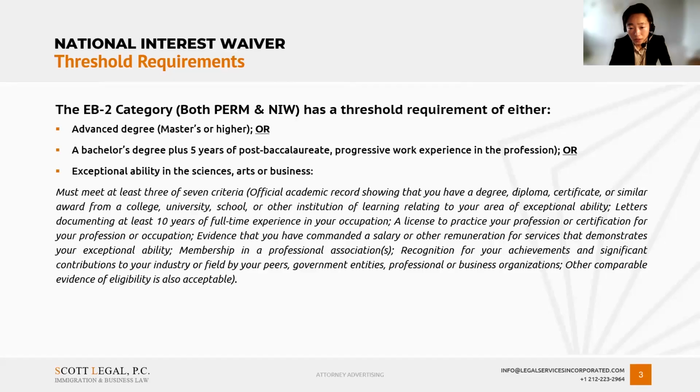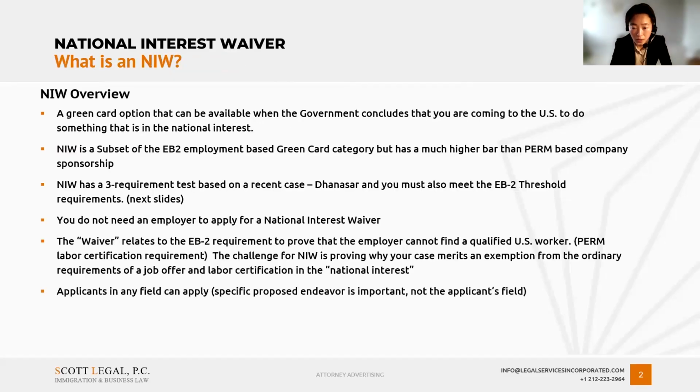And we'll just go back to the previous slide and go over the remaining bullet points before moving on. So, as we mentioned before, one thing to note is that you do not need an employer to apply for a green card under the EB2 NIW channel. And the waiver relates to the EB2 requirement to prove that the employer cannot find a qualified U.S. worker, which is the PERM labor certification requirement. But the challenge for the NIW is proving why your case merits an exemption from this ordinary requirement in the national interest.